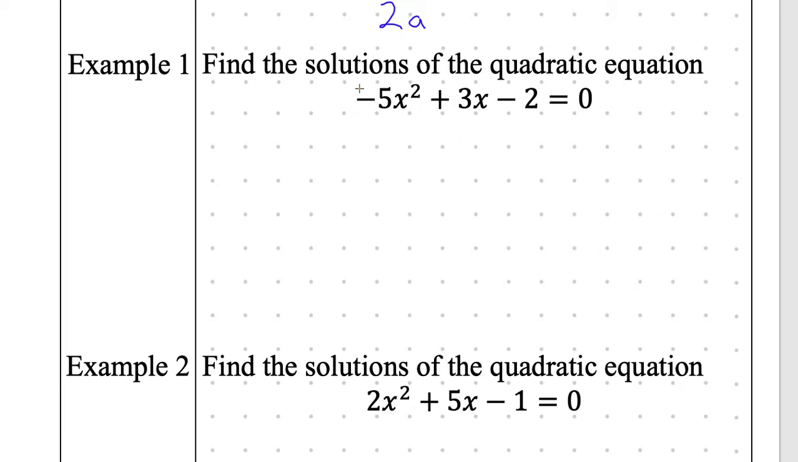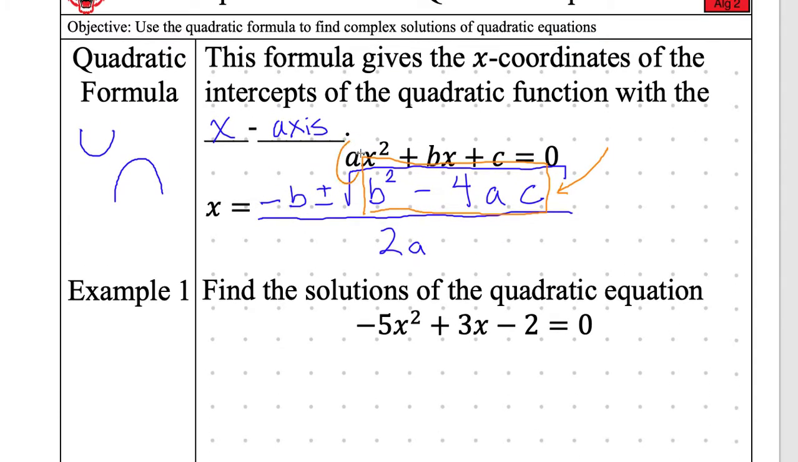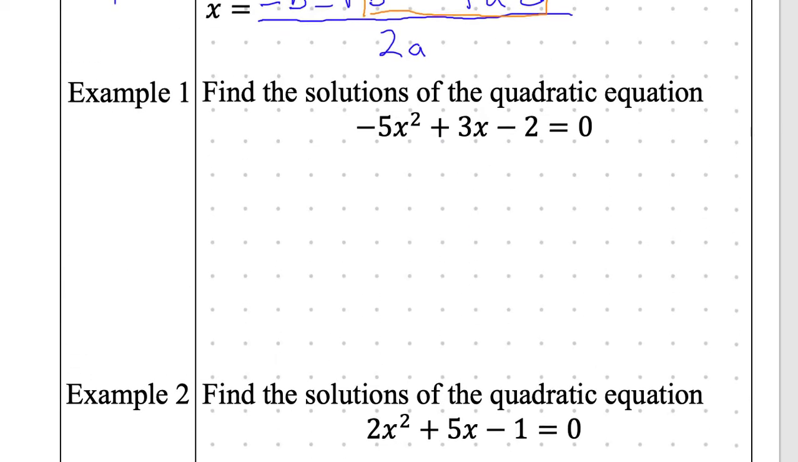Here we go. Find the solutions to this quadratic equation. Notice that a, b, and c come from the coefficients of our quadratic. So, the first thing that I'm going to do down here is identify what a, b, and c are. Quiet raised hand, easy XP. What are a, b, and c?